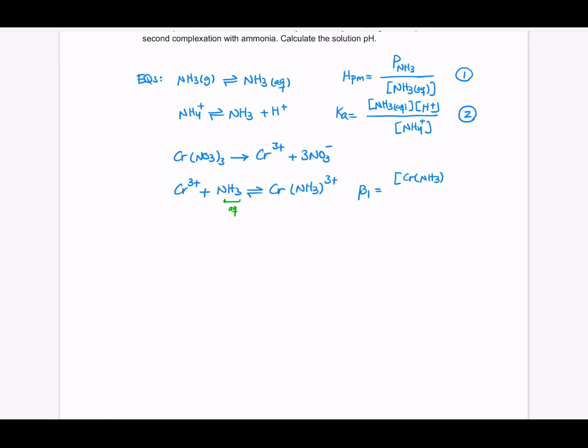Chromium ammonia 3 plus, and then chromium 3 plus 1 ammonia. Again, this would be aqueous. I'm not going to write this aqueous anymore, but from here, it's all about aqueous species. And the value is from the table. We can get it from the table, which is 10 to the power of 4.4. So this would be relationship 3.